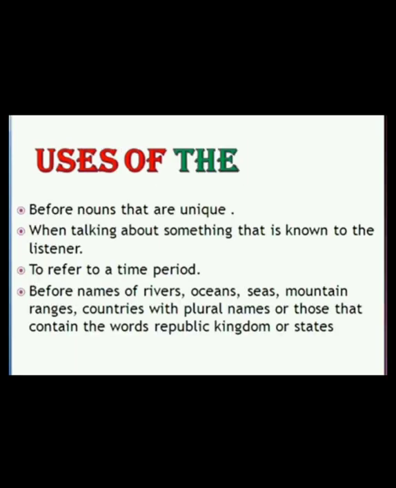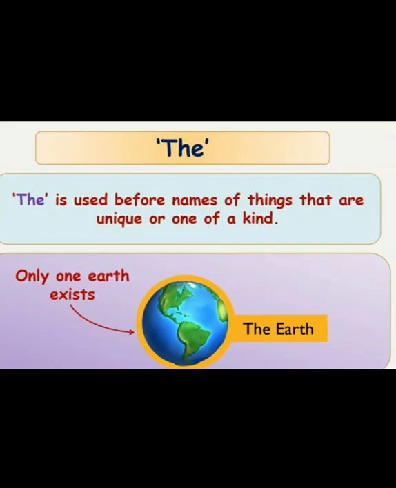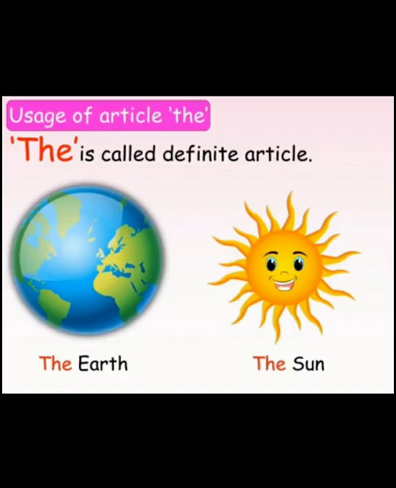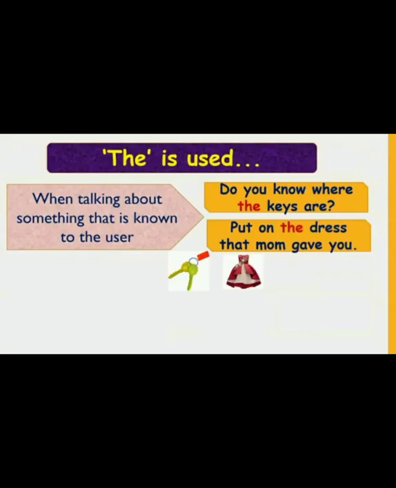We use the before nouns that are unique. For example, the sun, the earth, the Bible, the Taj Mahal, the India Gate, all these are unique things. We use the when talking about something that is known to the listener. For example, do you know where the keys are? Put on the dress that mom gave you. Here it is already understood which keys and which dress.